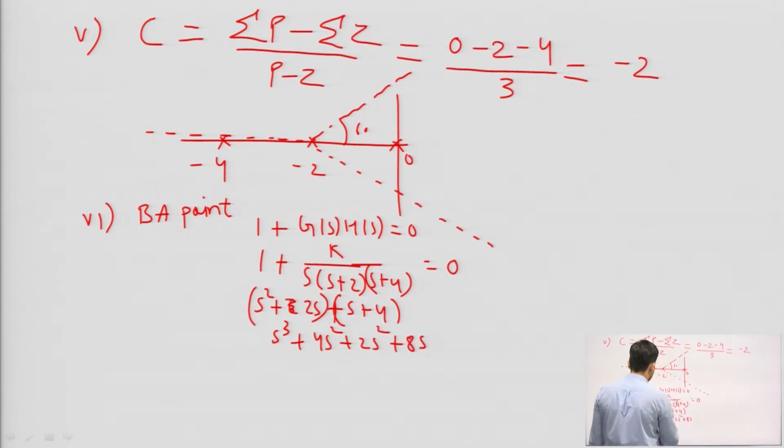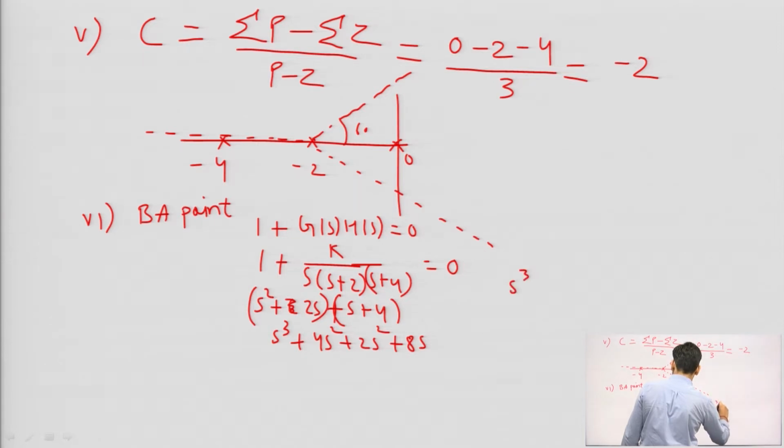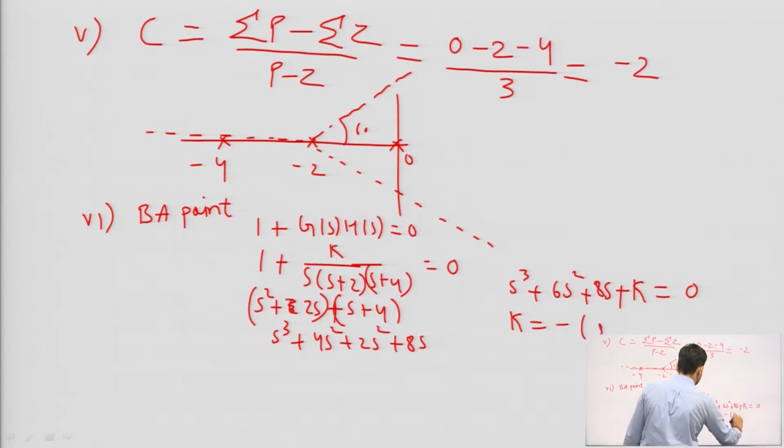Okay. So, if you solve it, you will get in the numerator s cube plus 6 s square plus 8 s plus k is equal to 0. Now, you have to express k in terms of s, that is, minus of s cube plus 6 s square plus 8 s. Now, you need to calculate dk by ds, and put it equal to 0.